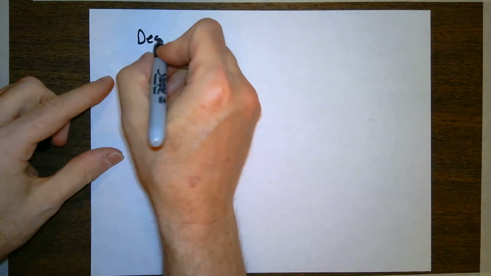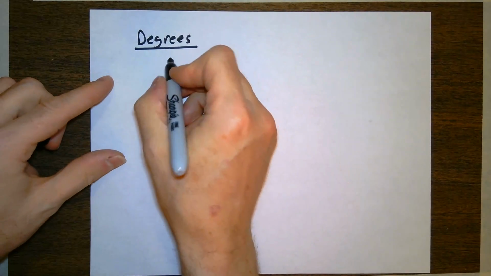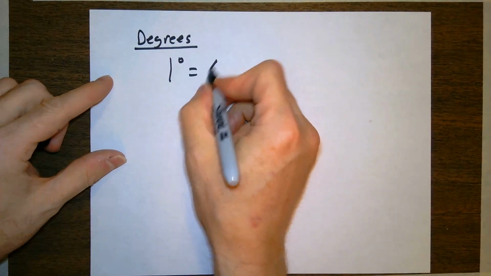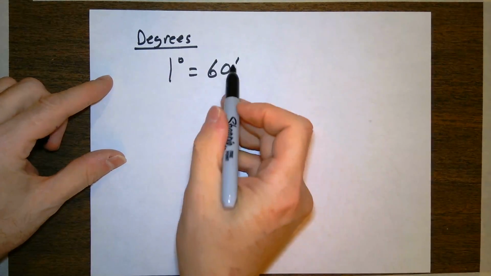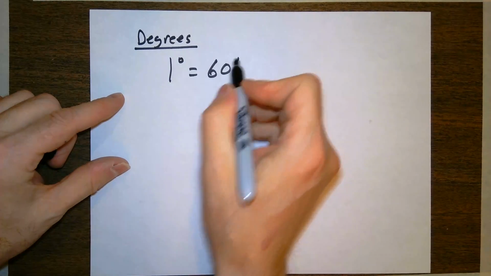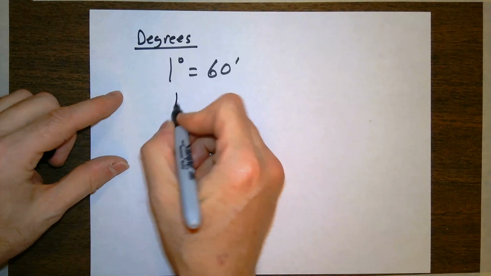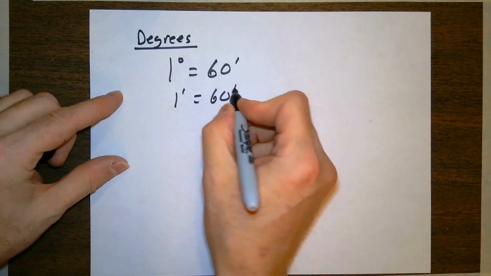Degrees can be broken down. 1 degree is equal to 60 minutes. The little tick mark indicates minutes. I'm sorry, I said seconds earlier. 1 degree equals 60 minutes, and 1 minute equals 60 seconds.